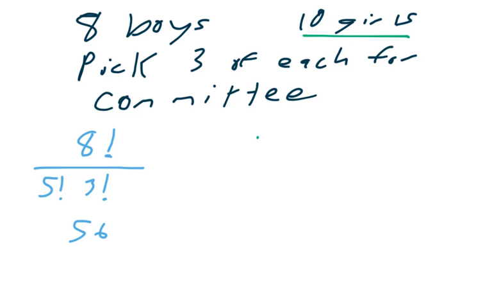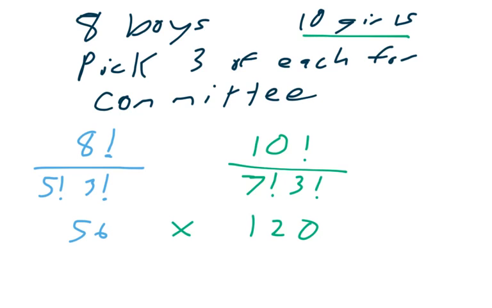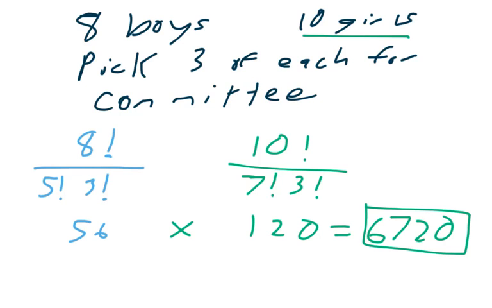For the girls, I have 10. And once again, I'm going to pick 3, so I got 7 who are not picked and 3 who are picked. And that turns out to be 120. And since I have to pick from both groups, I'm going to multiply those two numbers together. And so there are 6,720 ways I can pick the committee to have 3 boys and 3 girls.